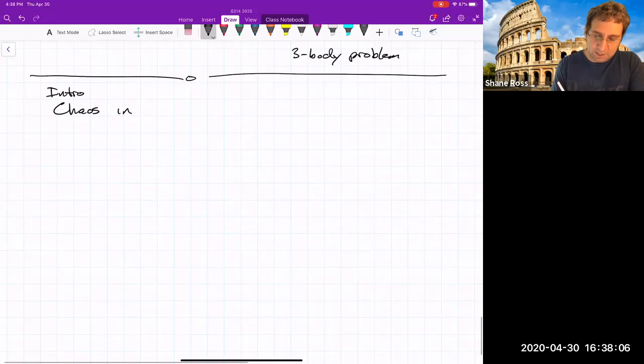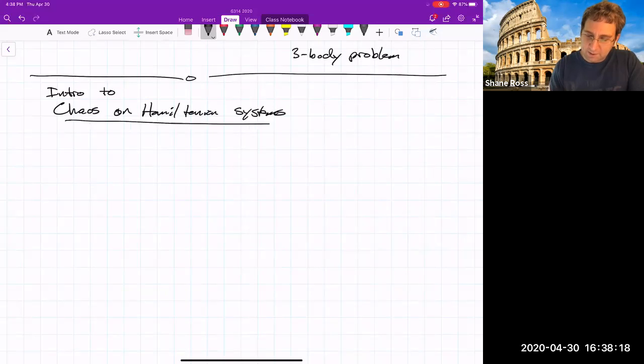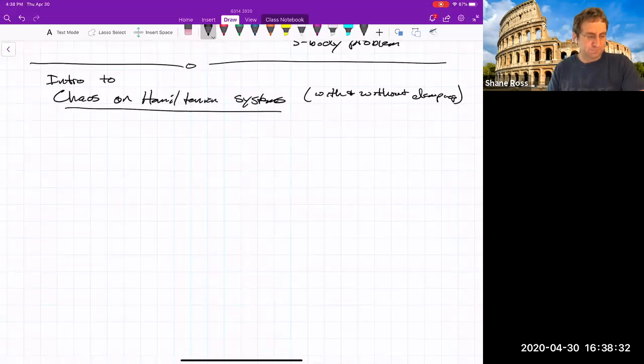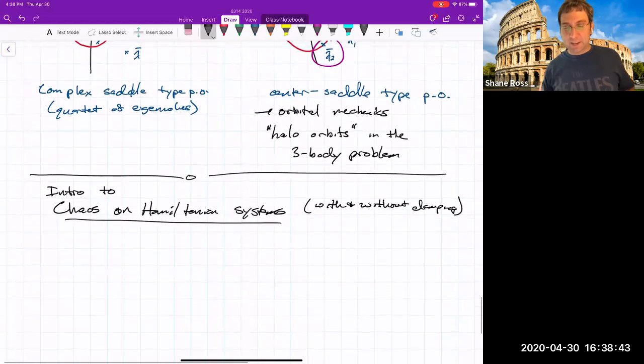So I guess you could consider this an intro. You didn't know it, but you've been getting an intro the whole time. Chaos in Hamiltonian systems, with and without damping. And we'll look at the case of a time periodic system because it's the easiest to describe, although there is chaos in time independent systems, like the three-body problem. It's just a bit harder to describe.